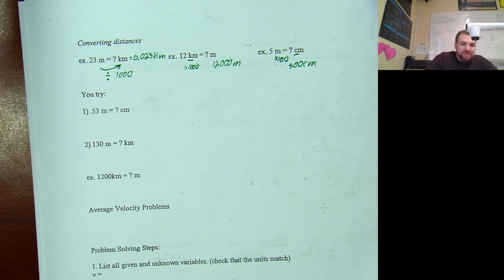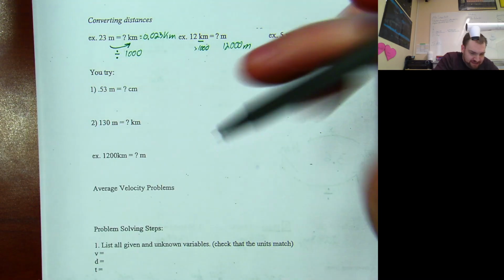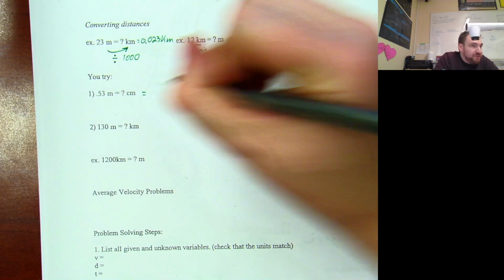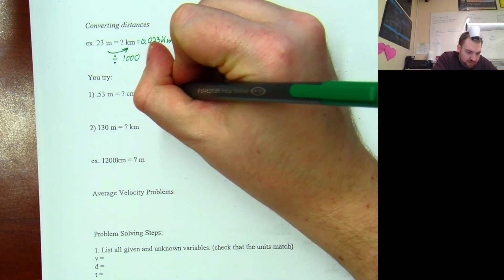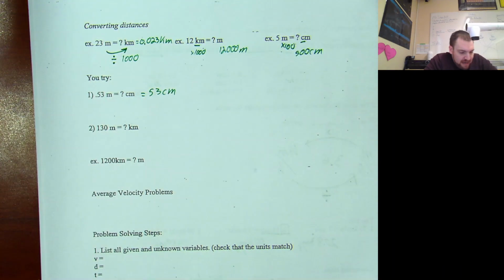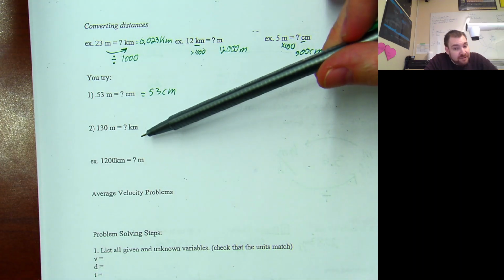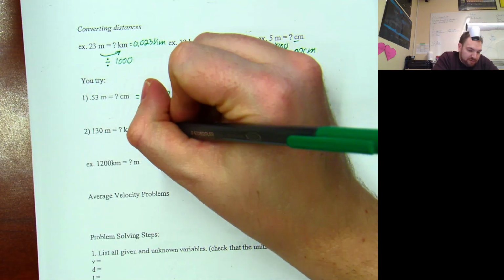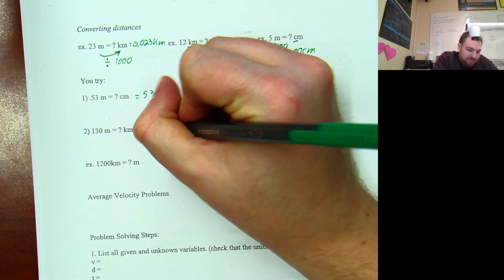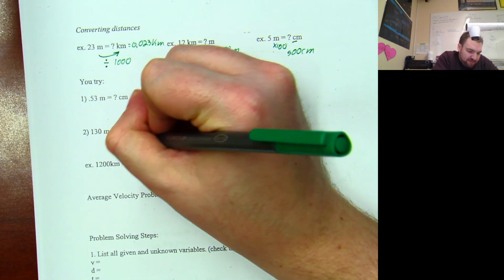The conversions for distances should be really quite easy. 0.53 meters, I'll just rattle them off here for you guys. 0.53 meters is how many centimeters? 53. 130 meters, how many kilometers? 0.13, I heard. Because we're dividing by 1,000.